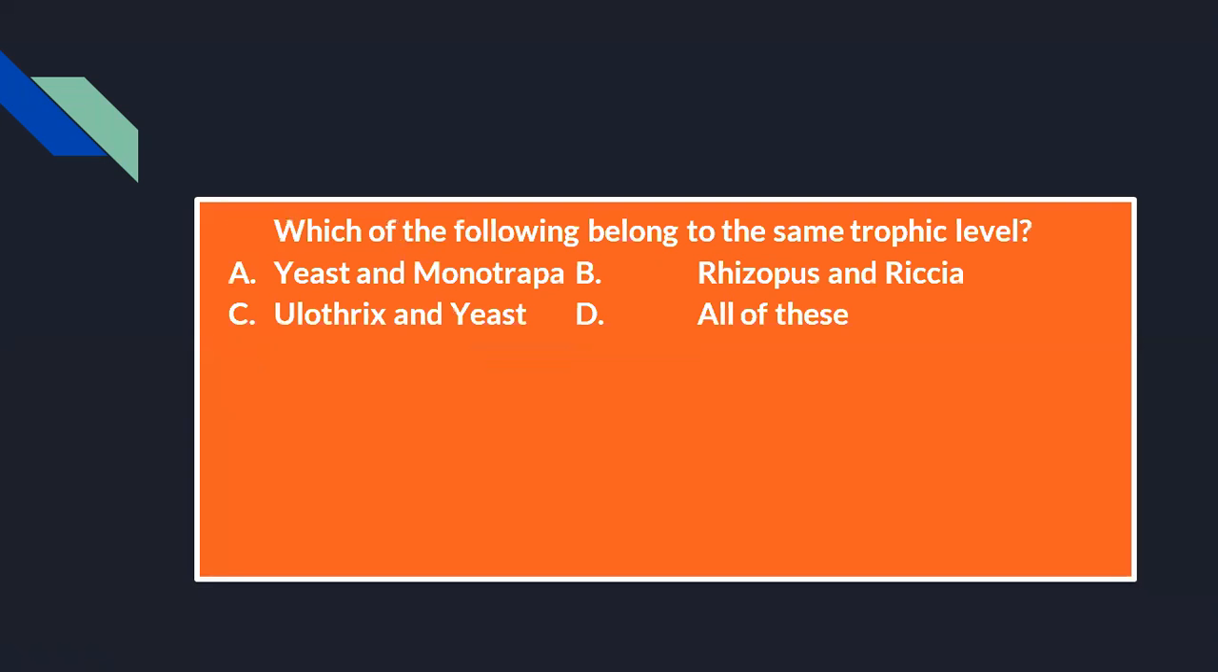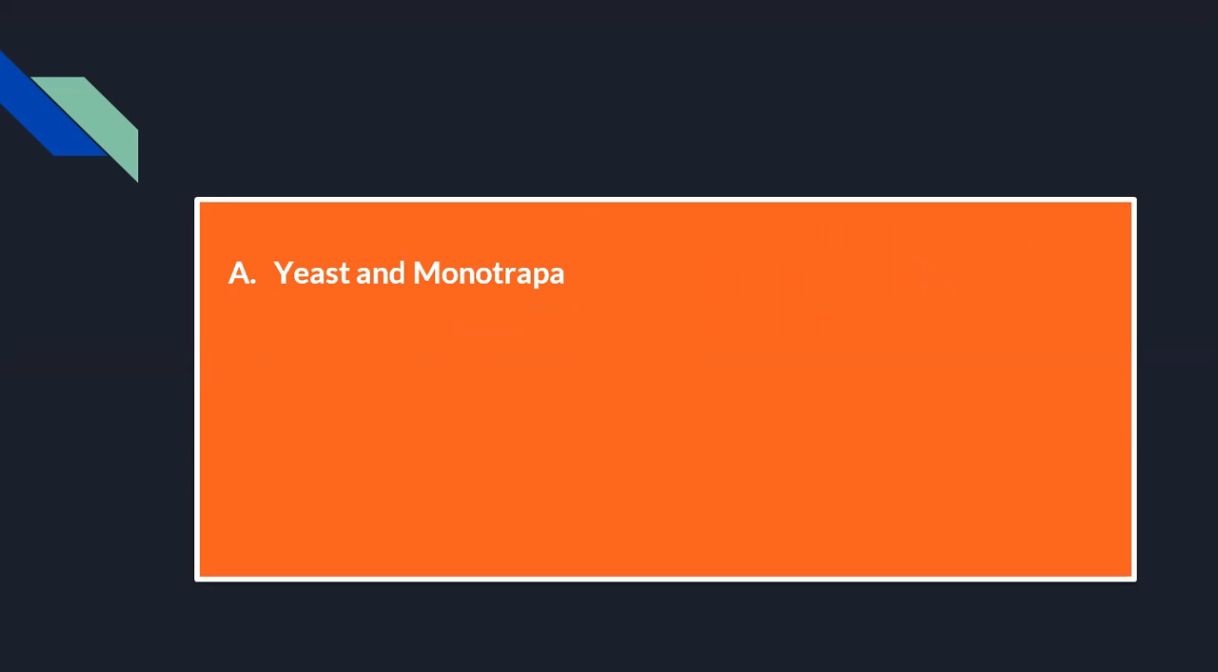Then coming to the next question, which of the following belong to the same trophic level? And this type of questions needs your analysis and all of conceptual knowledge thakibo lagibo. Who this is a kun to same trophic level of us. First option, East and Monotrapha. Second option, Rhizopus and Richia. Third option, Lotrix and Yeast. And the option D, that is all of this. So same tropic level of thoka gita hoise option A, that is East and Monotrapha. I hope that you know about these two, East and Monotrapha.